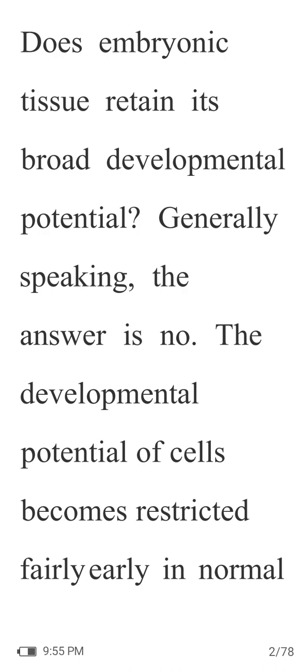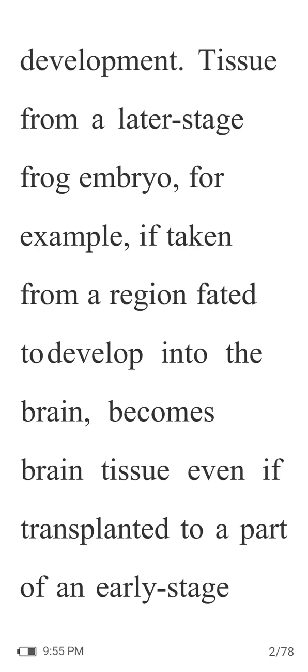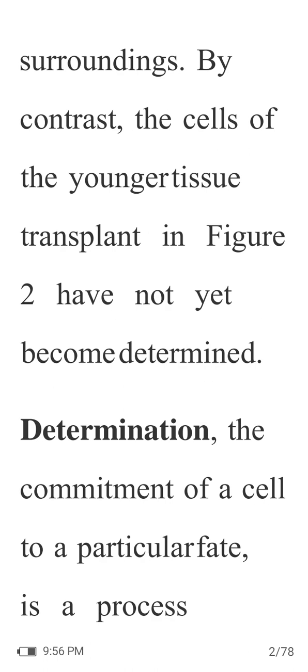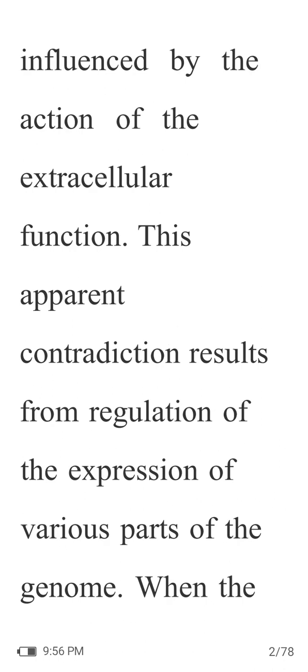Does embryonic tissue retain its broad developmental potential? Generally speaking, the answer is no. The developmental potential of cells becomes restricted fairly early in normal development. Tissues from a later stage frog embryo, for example, if taken from a region fated to develop into the brain, become brain tissue even if transplanted to a part of an early stage embryo destined to become another structure. The cells of the later stage embryo are thus said to be determined. Their fate has been sealed regardless of their surroundings. By contrast, the cells of the younger tissue transplant have not yet been determined.